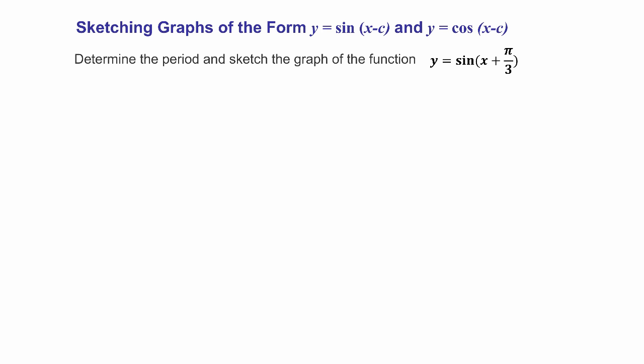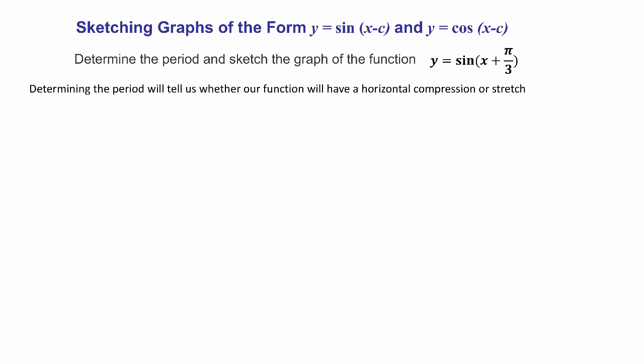I'd like to show you how to sketch a graph of the form y is equal to the sine of x minus c, or y is equal to the cosine of x minus c. And I'll use the example y is equal to the sine of x plus pi over 3. We're going to determine the period, and then we're going to sketch the graph of the function.